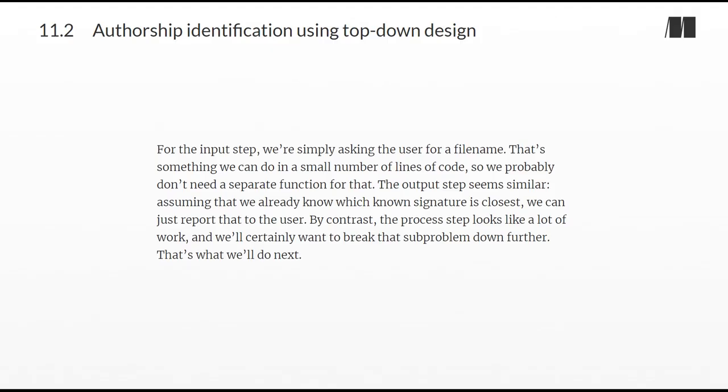Assuming that we already know which known signature is closest, we can just report that to the user. By contrast, the process step looks like a lot of work, and we'll certainly want to break that subproblem down further. That's what we'll do next.